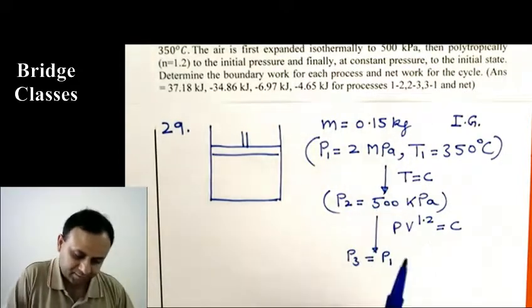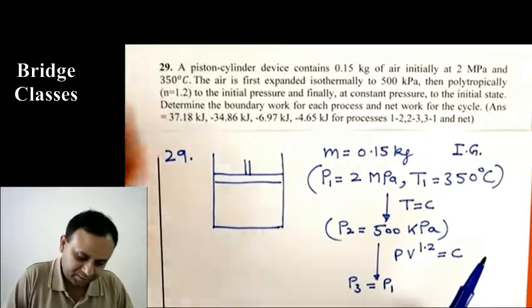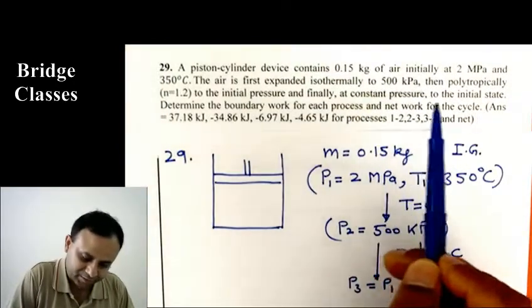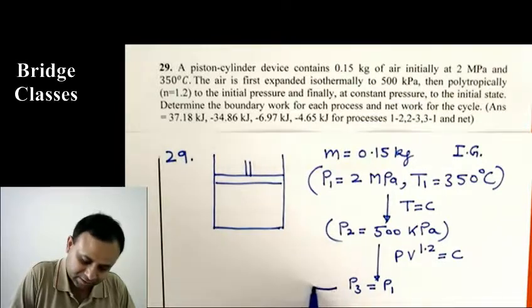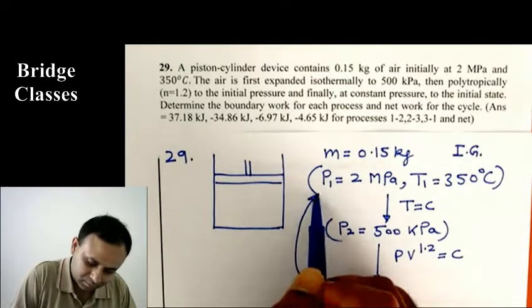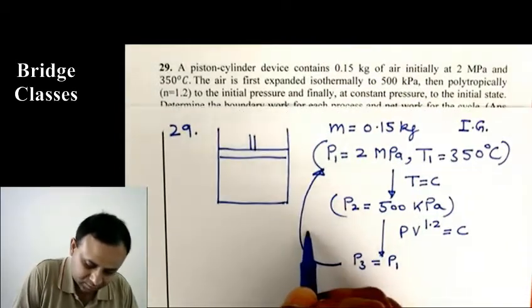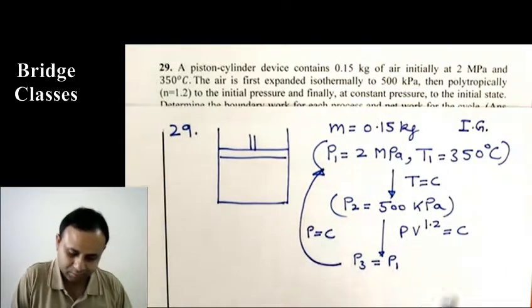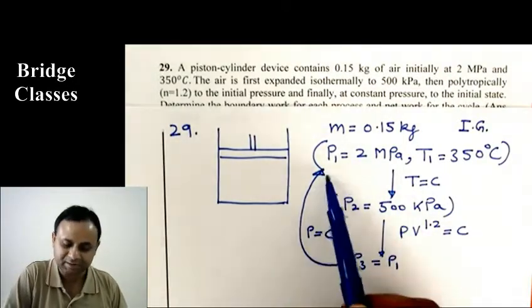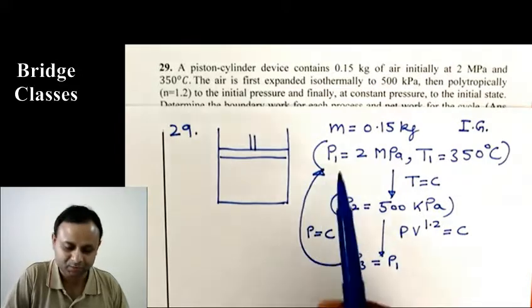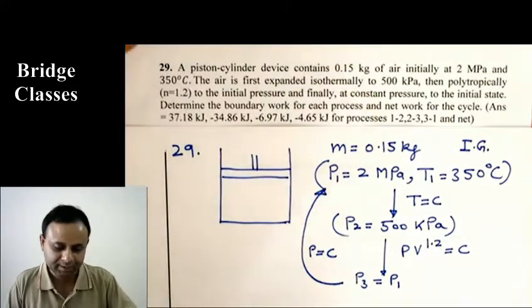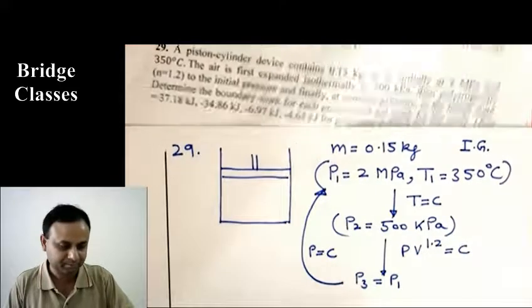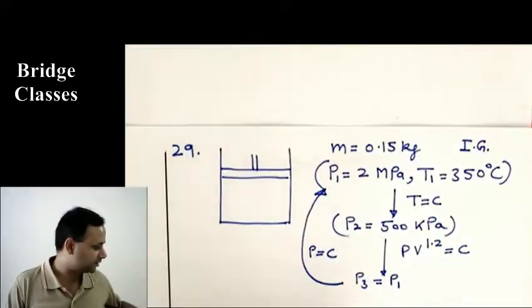And finally, there is another step, and finally at constant pressure to the initial state. So it goes back to the initial state, and this process is a constant pressure process. So there are 3 processes and it becomes a cycle because it goes back to the initial state. We have to determine the boundary work and net work for the cycle. Boundary work for each process and net work.